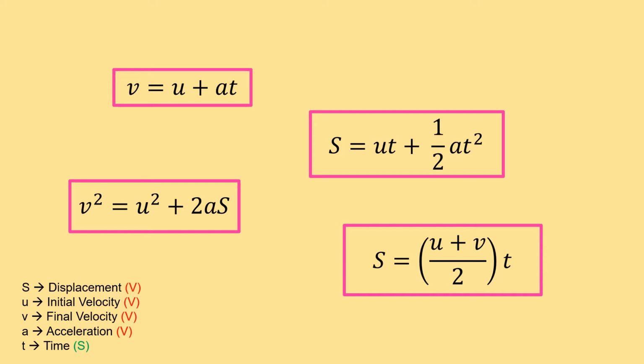v equals u plus at has no displacement in there whatsoever. So if you don't know the displacement, you can calculate stuff anyway. s equals ut plus a half at squared has no final velocity in there. v squared equals u squared plus 2as has no relationship to time. So you don't need to know the time to work that out. And then s equals (u plus v) over 2 multiplied by t. There is no acceleration in there at all. So we've got this set of 4 equations that will help us calculate these 5 parameters. And we can rearrange them in any way we suit to calculate these 5 parameters.